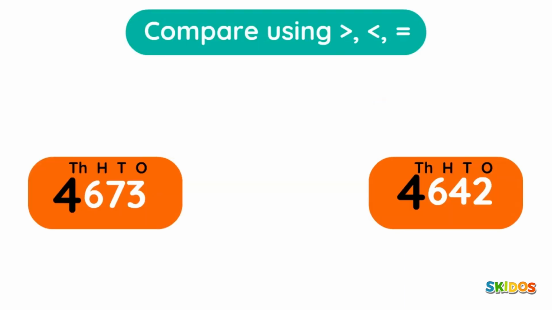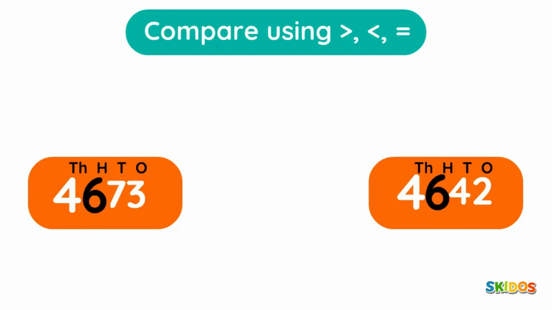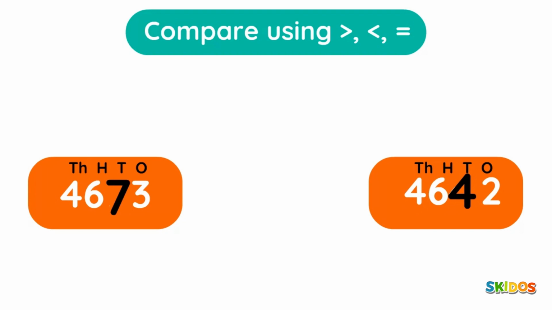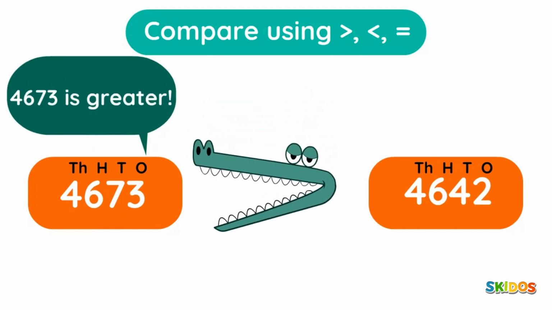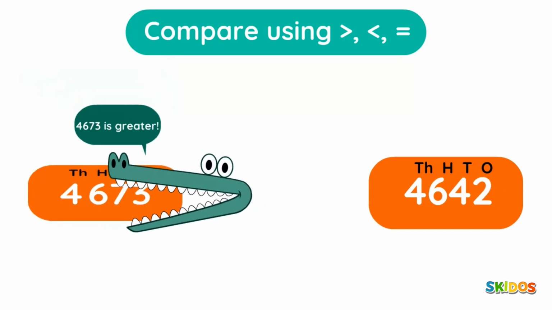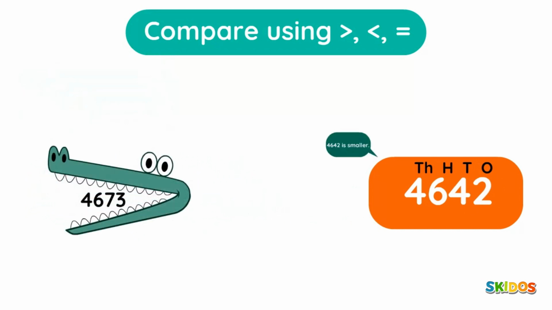Here, the digits in thousands place of both the numbers are same. The digits in hundreds place are also same. But the digits in tens place are not same. 7 is greater than 4. This makes the number 4673 the greater and 4642 the smaller number.